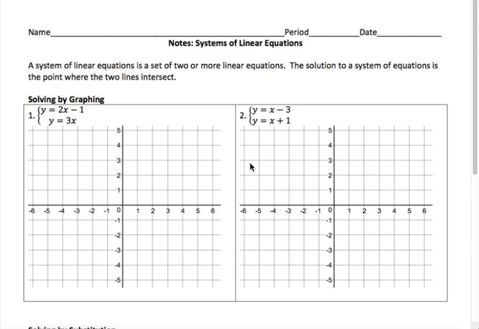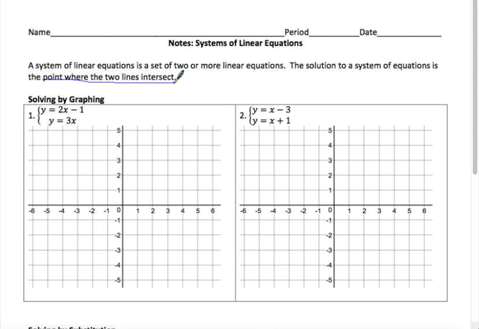A system of linear equations is a set of two or more linear equations. Typically, when we're looking at systems, we have two variables and two equations to solve for those variables. The solution to a system is the point where the two lines intersect. One of the ways we can solve a system of equations is by graphing.